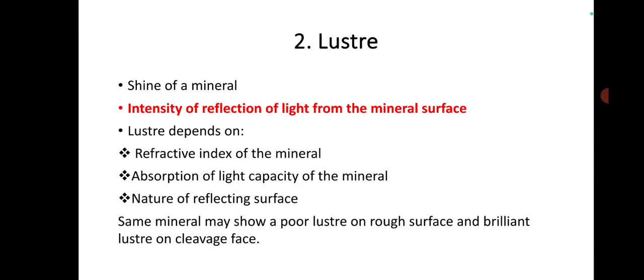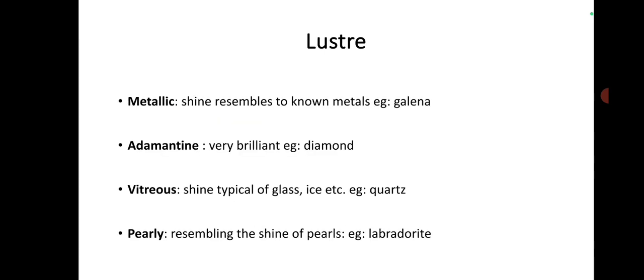Then the different types of luster. Like in color we have learnt about idiochromatic, allochromatic and pseudochromatic, similarly the types of luster are metallic, adamantine, vitreous, pearly, silky, resinous, dull or earthy. These terms you need to learn by heart.